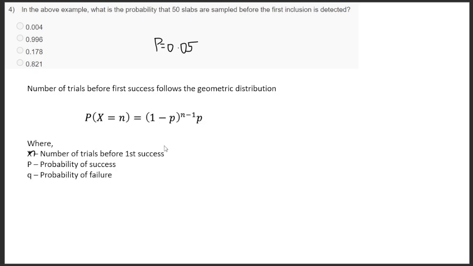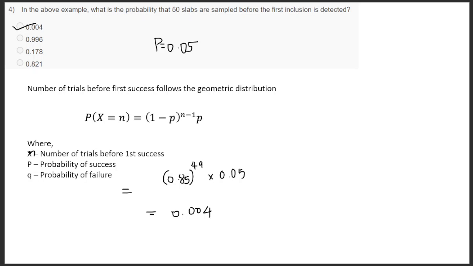So here, 1 minus p means it's q, which is 0.85, to the power n minus 1, n minus 1 is 49, into 0.05. If you solve this, you will get an answer close to 0.004. So this is the answer.